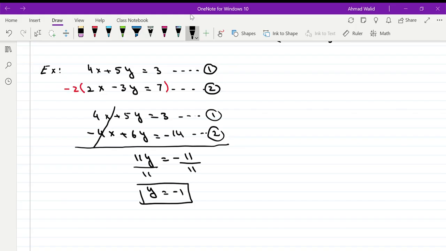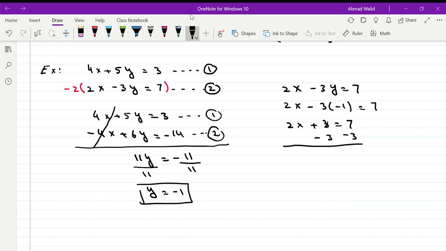Correct? Now copy one of the equations. For example, this time I'll copy equation number 2: 2x minus 3y equals 7. Plug in the value of y there. 2x minus 3 times negative 1 equals 7. 2x plus 3 equals 7. Subtract 3 from both sides. Then 2x is equal to 4. Divide by 2. x is equal to what? 2. Correct? Enough examples?